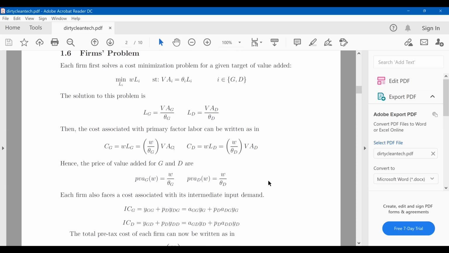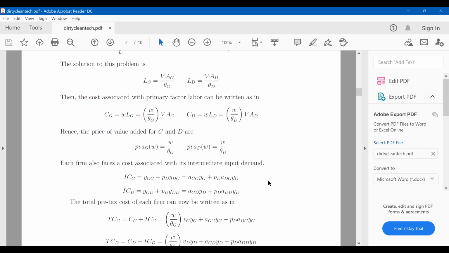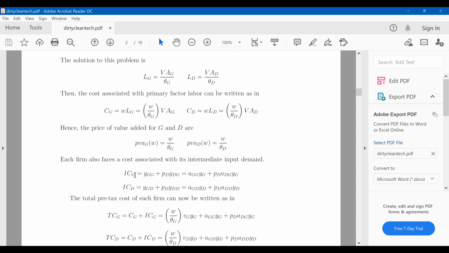Now there is also intermediate input cost, right? Because the green firm is going to use some of its own output and some output of firm D, and the dirty firm will use some of its own output and some fraction of output from the green firm. So if we write these terms, then we find these cost components. So this is the intermediate input cost. Okay, this is for firm G, and this is for firm D.